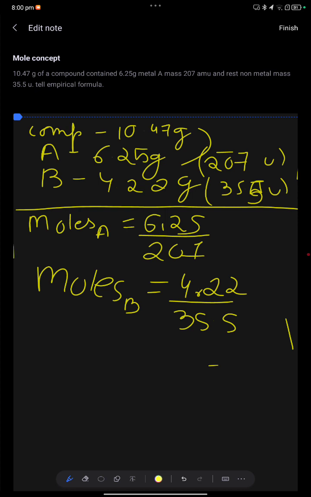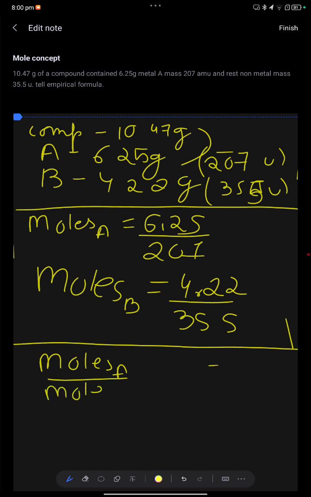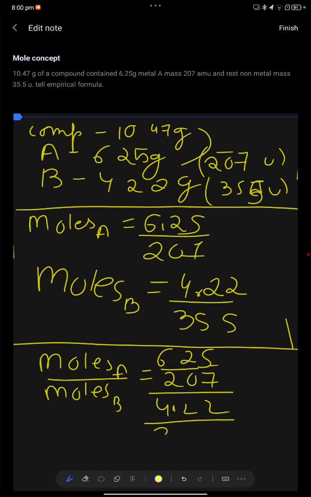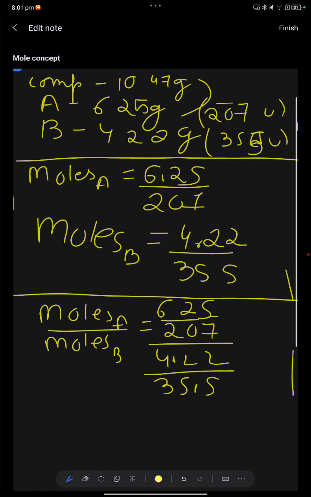Now we have to find the ratio between them. Okay. To find the ratio of the empirical formula, we need to divide the moles of A by the moles of B. So let's divide the moles of A by the moles of B. Okay, so we can write the equation as 6.25 by 207 divided by 4.22 by 35.5.